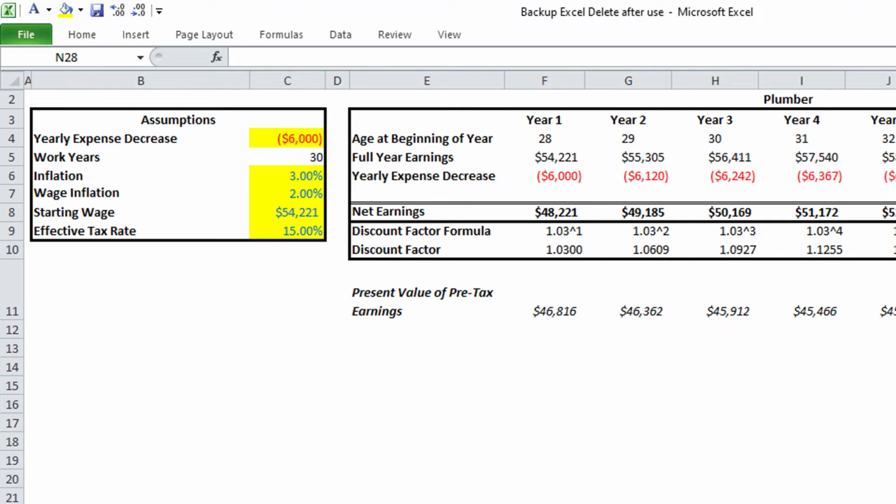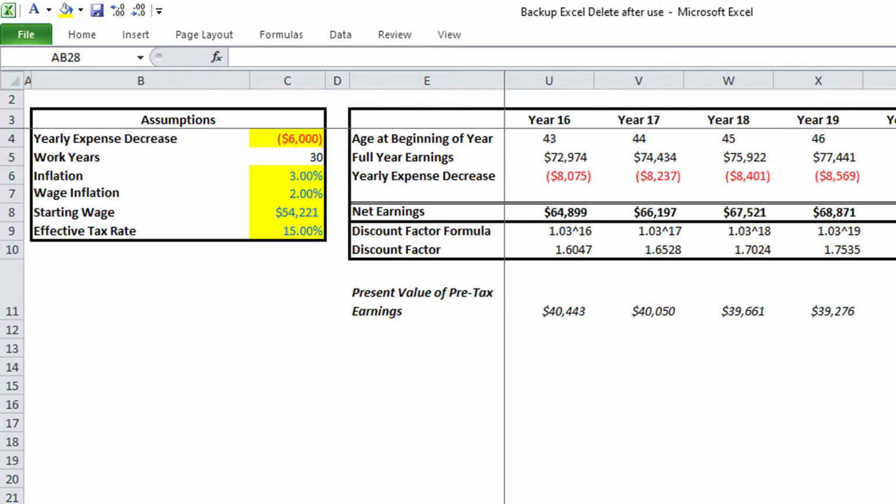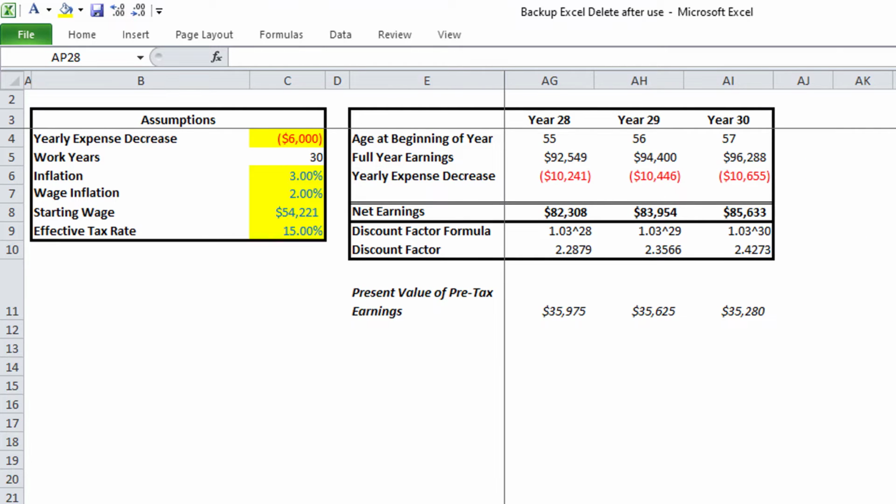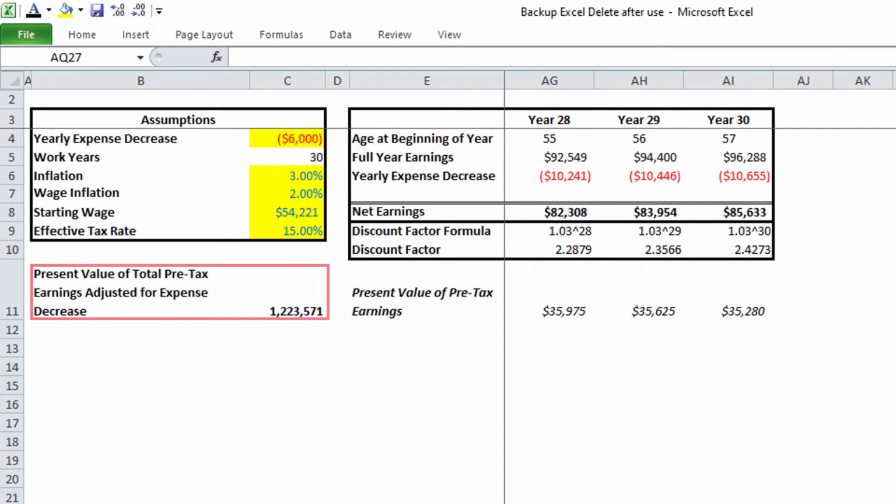$46,362. So you do this calculation 28 more times, and if we sum all those calculations up, we get a present value of pre-tax lifetime earnings of $1,223,571. So in summary, the future contributions that you would have made to your household from working has a present value today of just over $1.2 million.